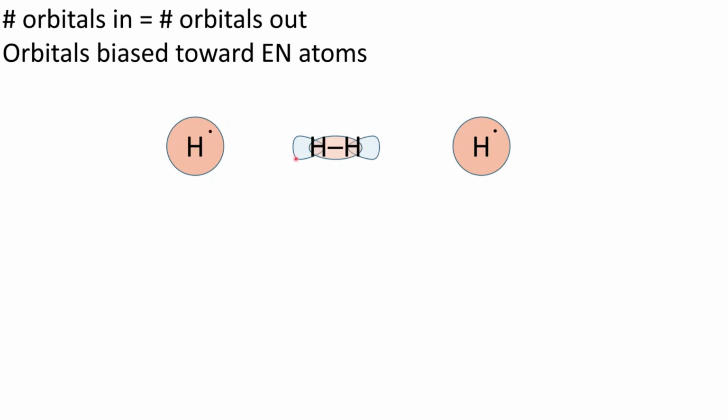So this is what happens when 2 atomic orbitals overlap to form a molecular orbital. You've actually seen this before. You may have seen it in this form before, where here are the 2 atomic 1s hydrogen orbitals with their 1 electron each. They combine to form the sigma bonding orbital.